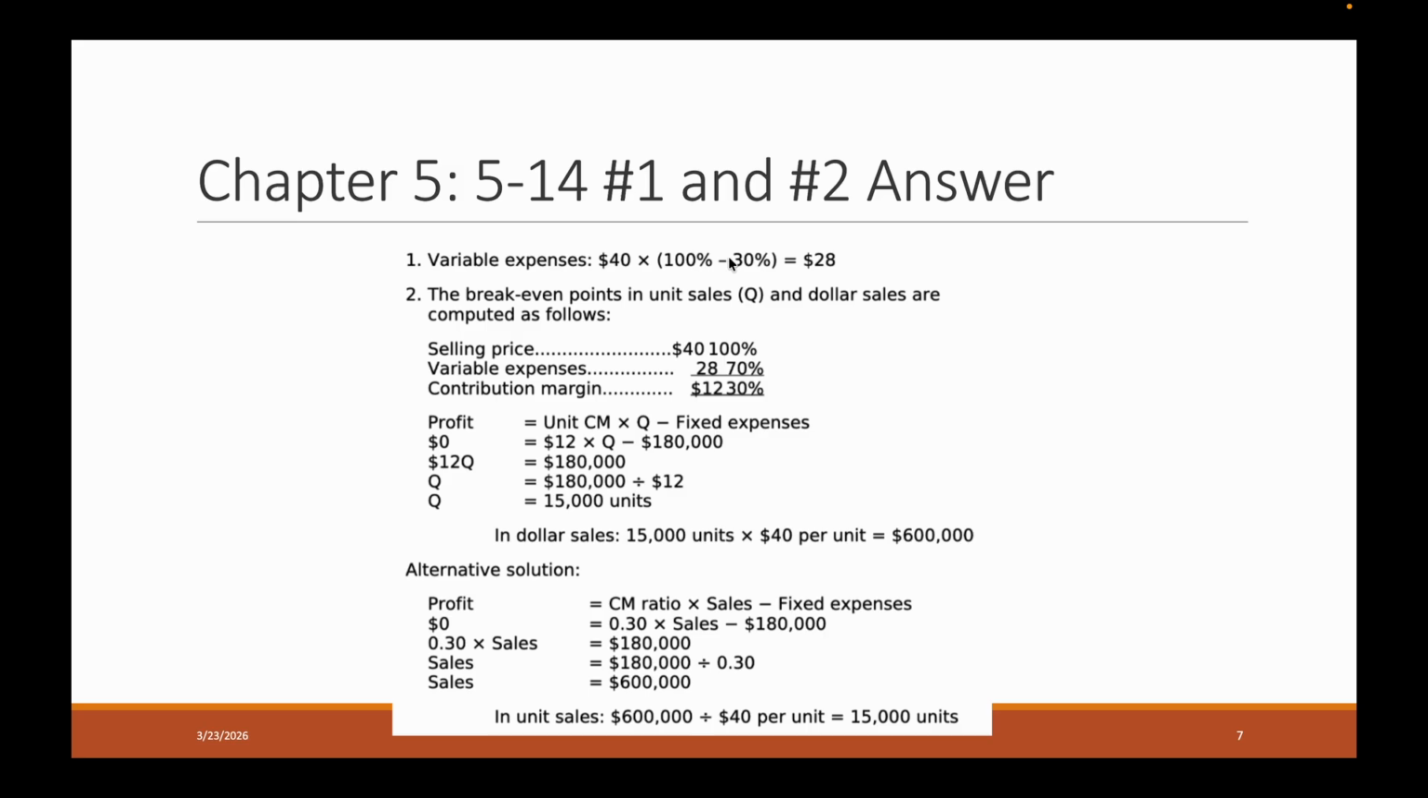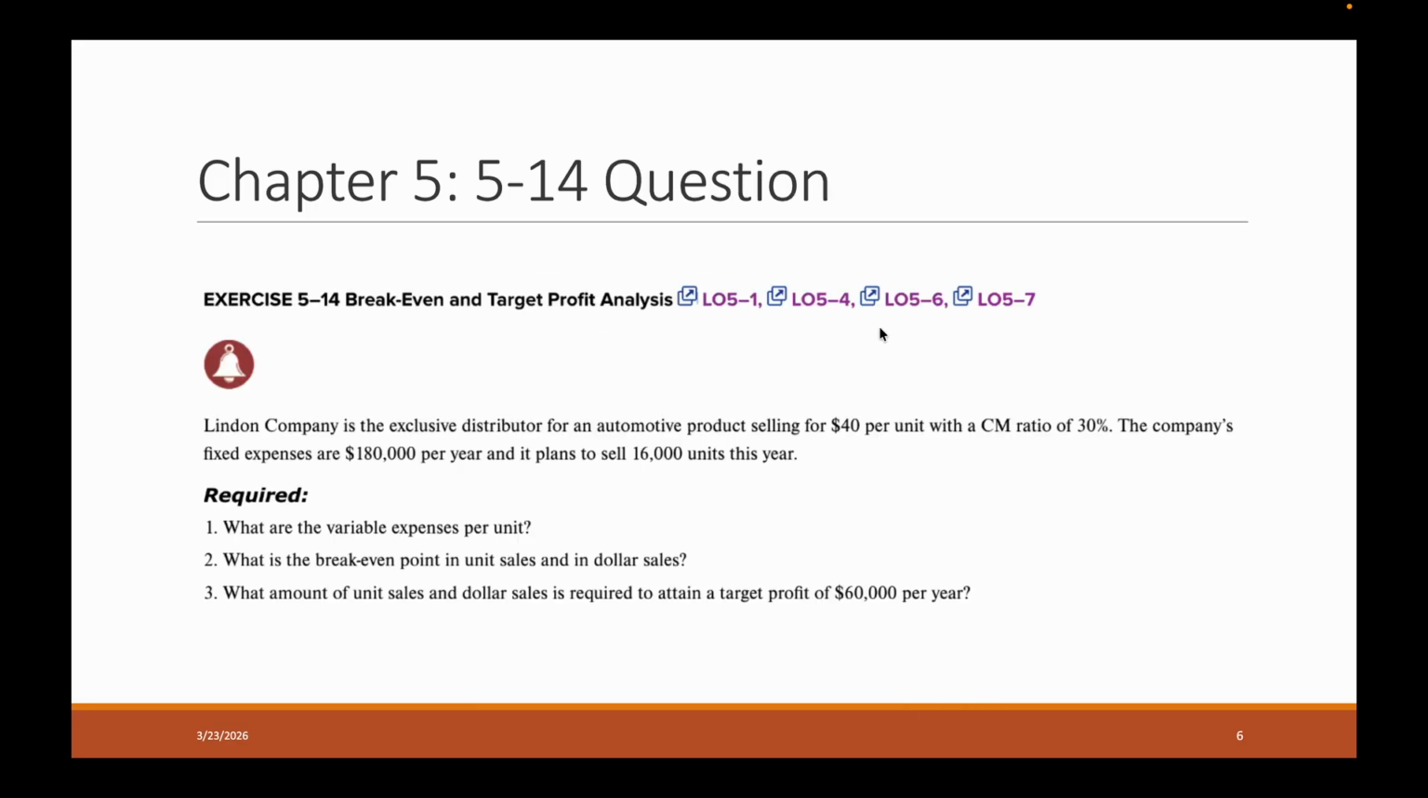So 70% of our sales price are going to be variable expenses. So 70% of $40 is now going to be $28. So we know our variable expenses per product are going to be $28. Moving on to question 2, what is the break-even point in unit sales and in dollar sales?